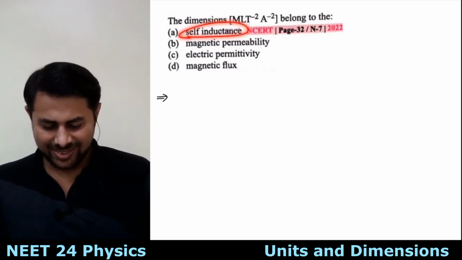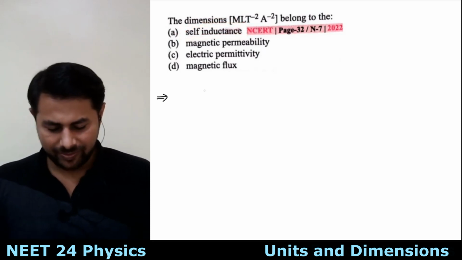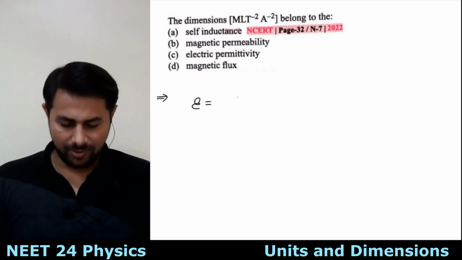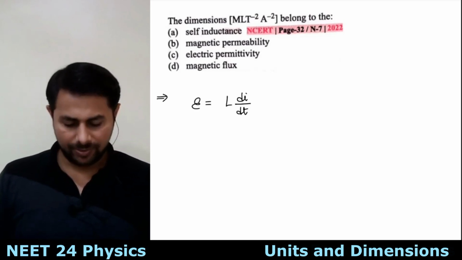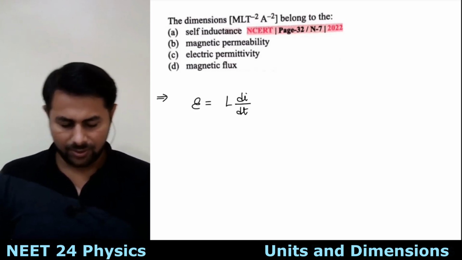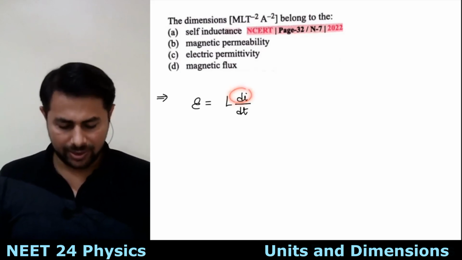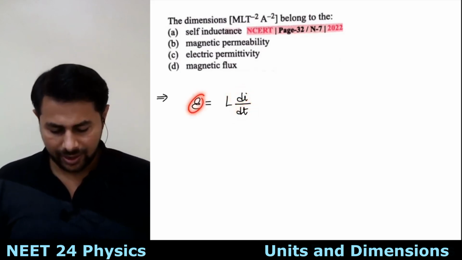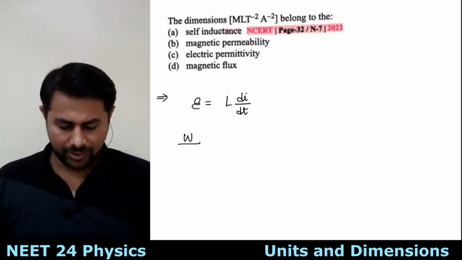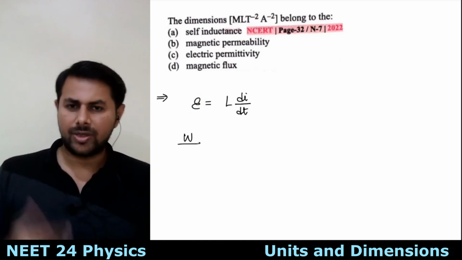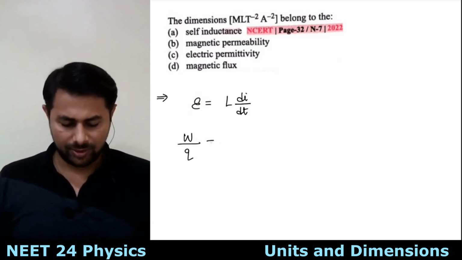So let's take self inductance, the first one. So we have Faraday's law. EMF induced is equal to L di by dt. This is Faraday's law. So current is a fundamental quantity, time is a fundamental quantity, right? EMF is not a fundamental quantity. So what can you write for EMF? EMF is work done per unit charge. Okay, because I want to relate them. So it is L into di by dt.